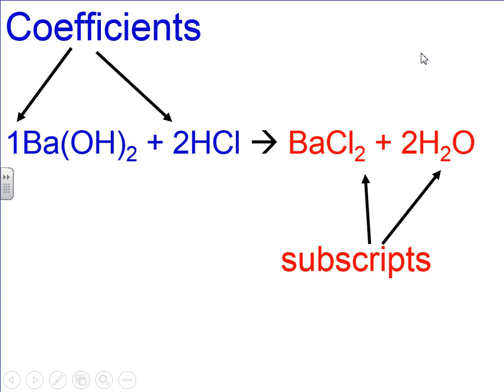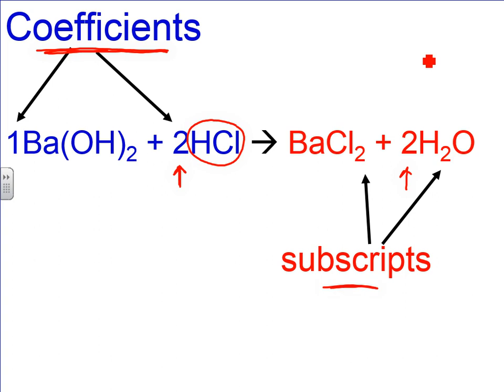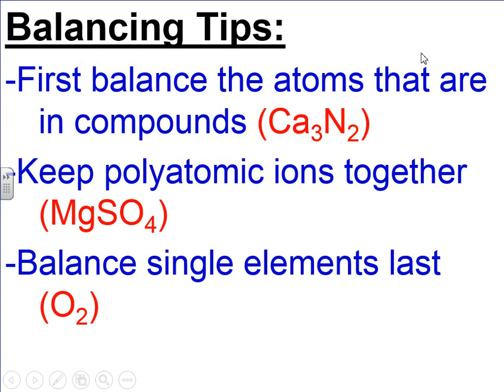These numbers in front, by the way, are called coefficients. We'll have to place coefficients to balance it. So we'll have to introduce this 2 in front, and we have to introduce the 2 in front right here as well. We'll use coefficients, and they simply tell us how many of those molecules we have. So for example, here we have 2 molecules of HCl. The numbers down below are called subscripts. Subscripts is what you write when you form a compound. When you write a formula of a compound, you put down subscripts. Hopefully this makes sense. Alright, so we're going to balance equations, and here are some tips for balancing.